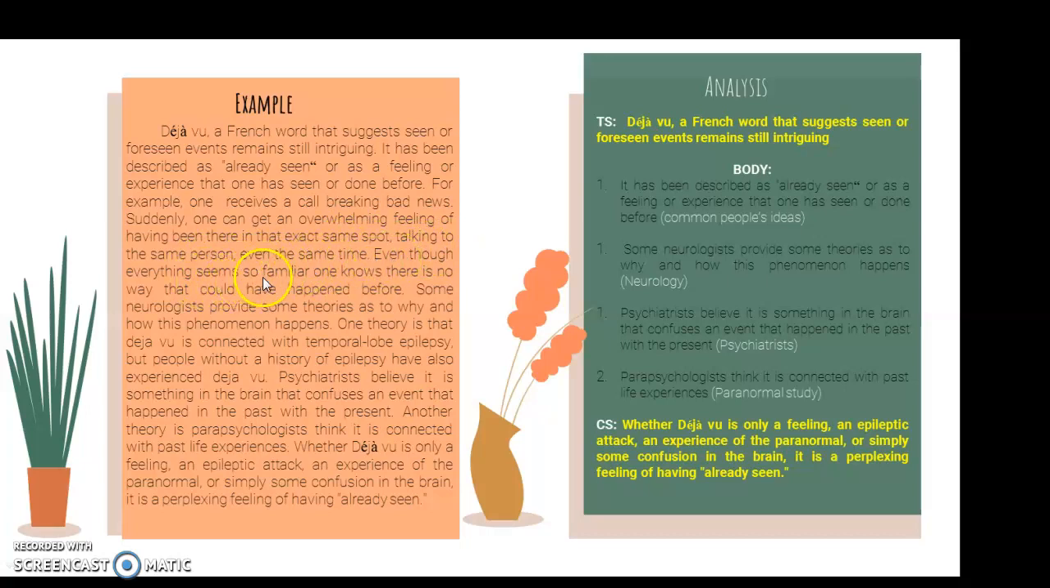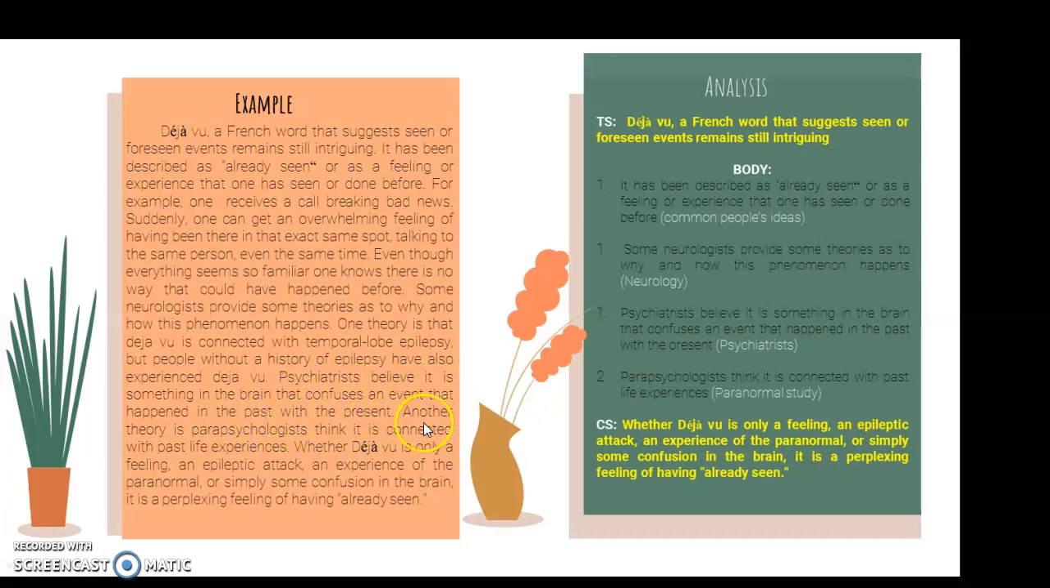Even though everything seems so familiar, one knows there is no way that could have happened before. Some neurologists provide some theories as to why and how this phenomenon happens. One theory is that déjà vu is connected with temporal lobe epilepsy, but people without a history of epilepsy have also experienced déjà vu.